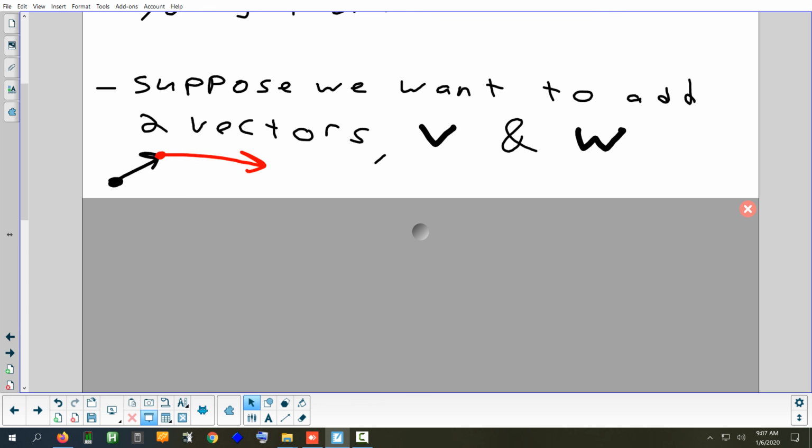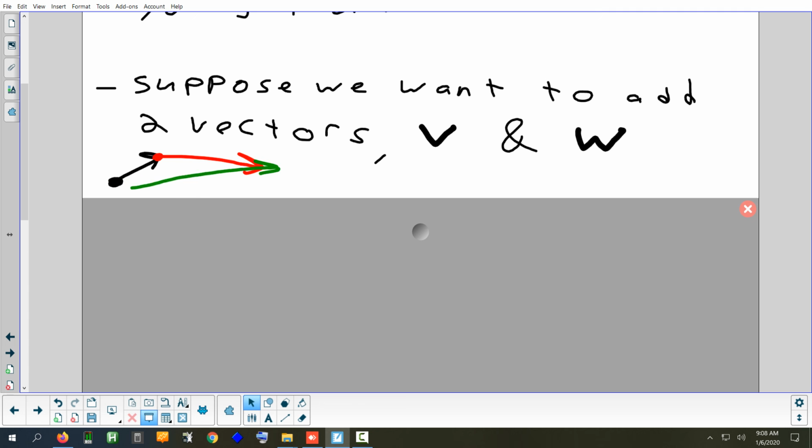The way we do it is you line them up like that first. You connect the end of one to the beginning of the other, just like that. And then, if you wanted to know, well, what would be the effect? Like, let's say those are two forces. What would be the effect when you combine them together? It would be this.